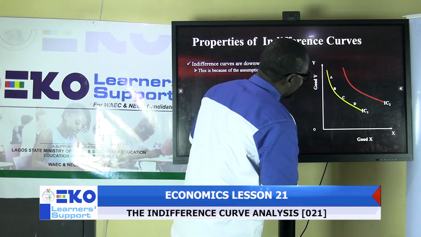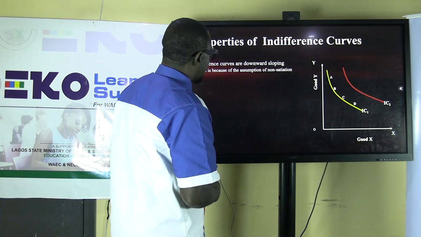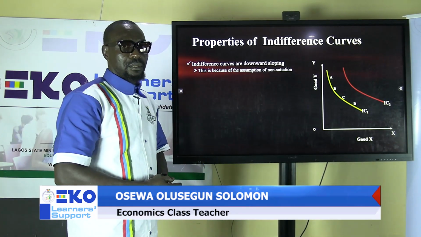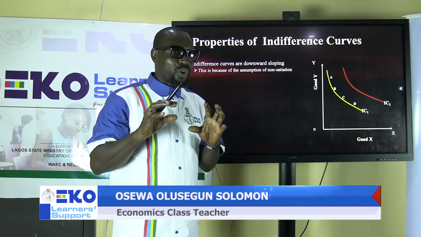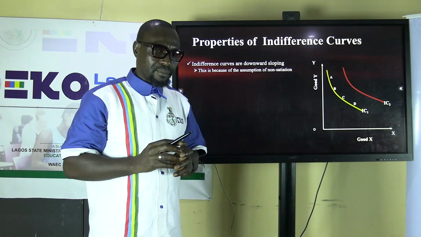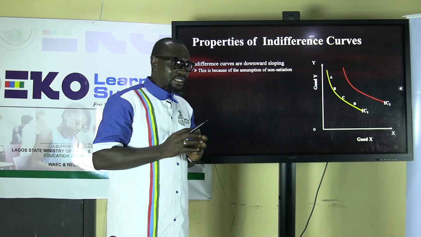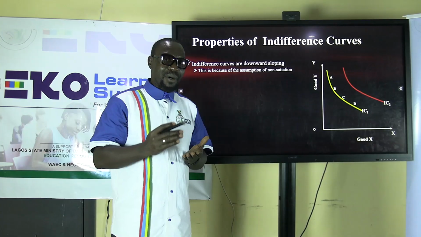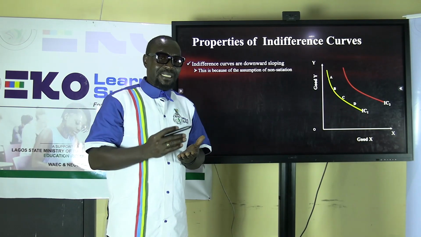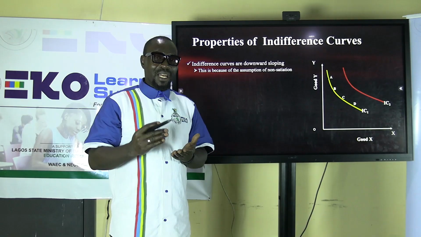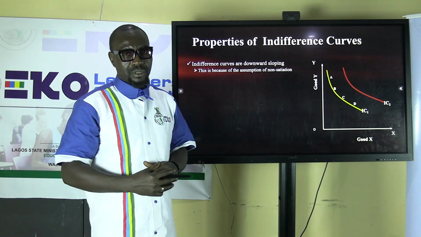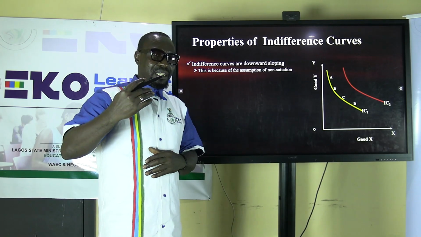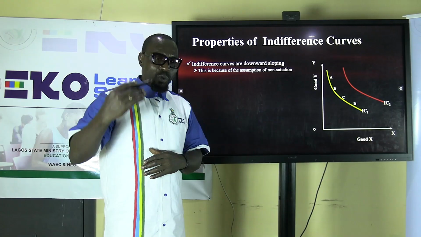We are using two indifference curves, IC1 and IC2. Indifference curves are downward sloping. This is because of the assumption of non-satiation. What does this mean? Non-satiation means that as you continue to consume additional amounts of a commodity, you are getting lower and lower or lesser and lesser satisfaction. So satisfaction continues as you increase the number of your consumption one at a time.